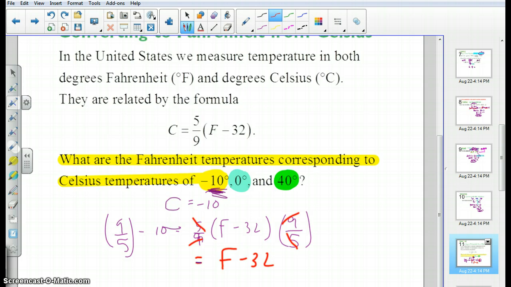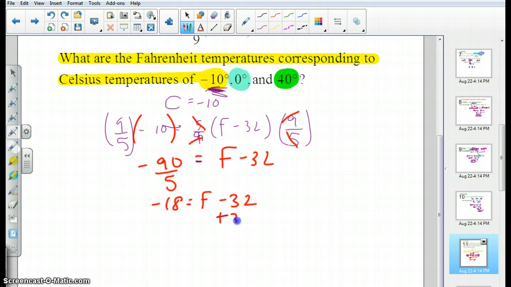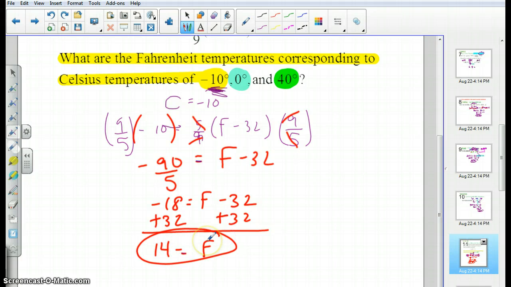On the right side, I need to multiply. And again, let's leave it negative 90/5, or that simplifies to negative 18. And lastly, I'll add 32. And here's my conversion. You can go ahead and do this for the 0 degrees and the 40 degrees as well. But again, the goal here is the process is the same.